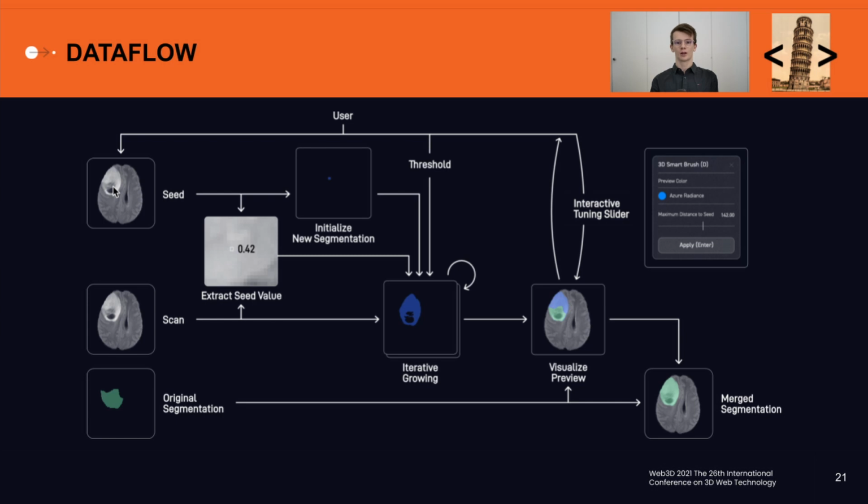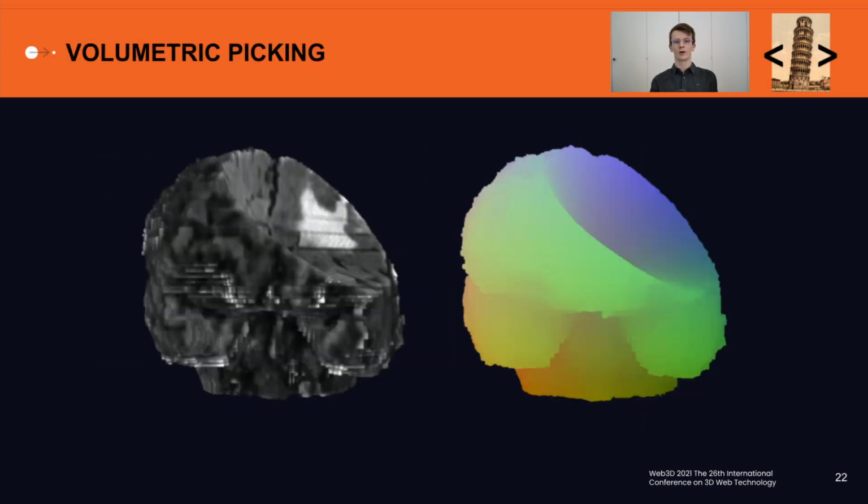To allow the user to pick a seed in the 3D view, we use a volumetric picking shader. The result of rendering the whole volume using this shader is shown here on the right. In reality, however, we only need to render the one single pixel that the user actually clicked.